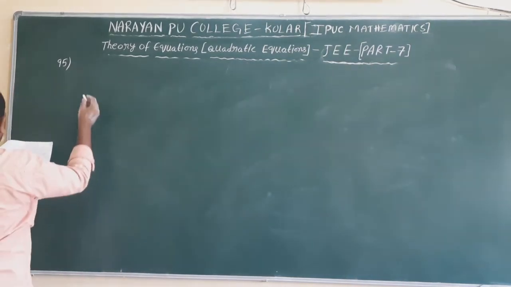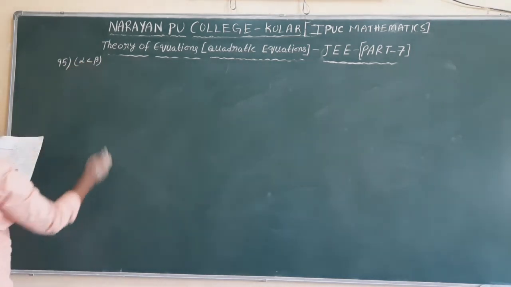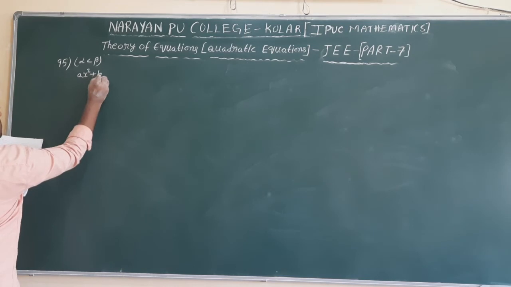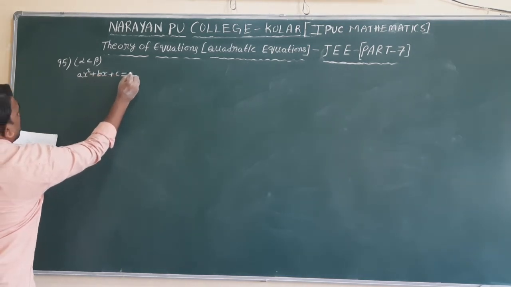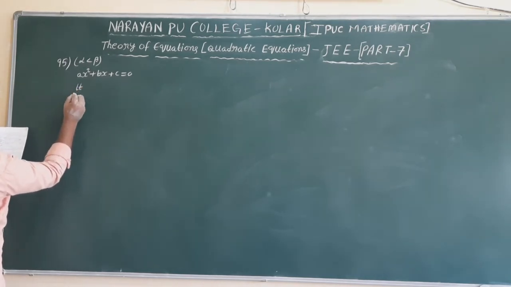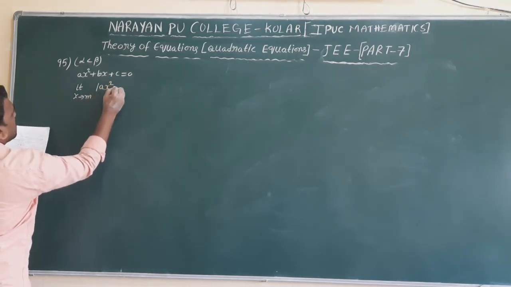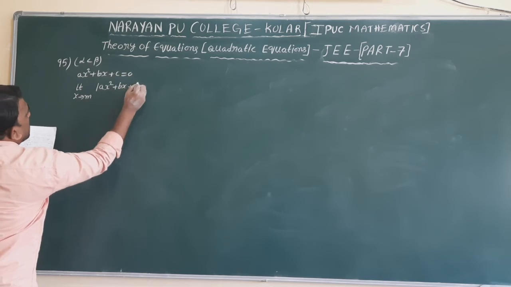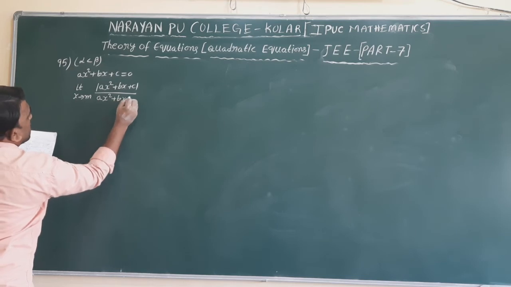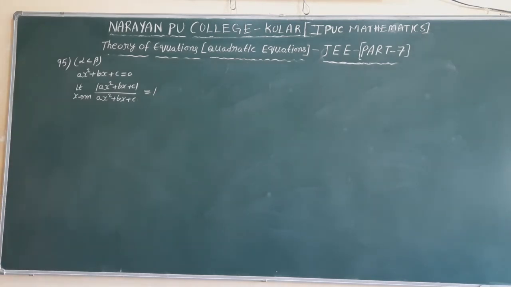Question number 95. Let alpha and beta, alpha is less than beta, be the roots of the equation ax square plus bx plus c equal to 0. If the limit x tends to m of modulus of ax square plus bx plus c divided by ax square plus bx plus c equals 1, then what is the condition being asked?